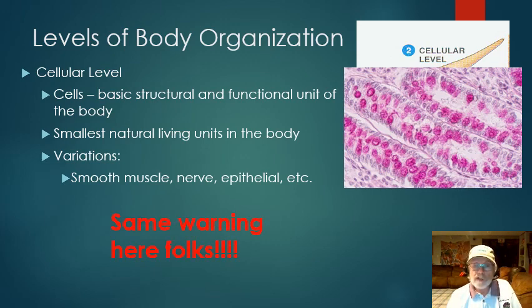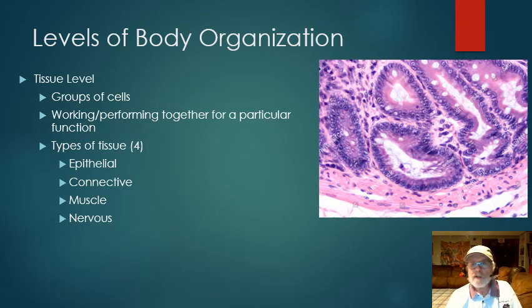So same warning here, folks. The atoms, because they're affected, may affect the DNA, which may affect the cells. What happens is we go up one level from that, and we're at the tissue level. Now a tissue is basically a group of cells all working and performing together for a particular function.